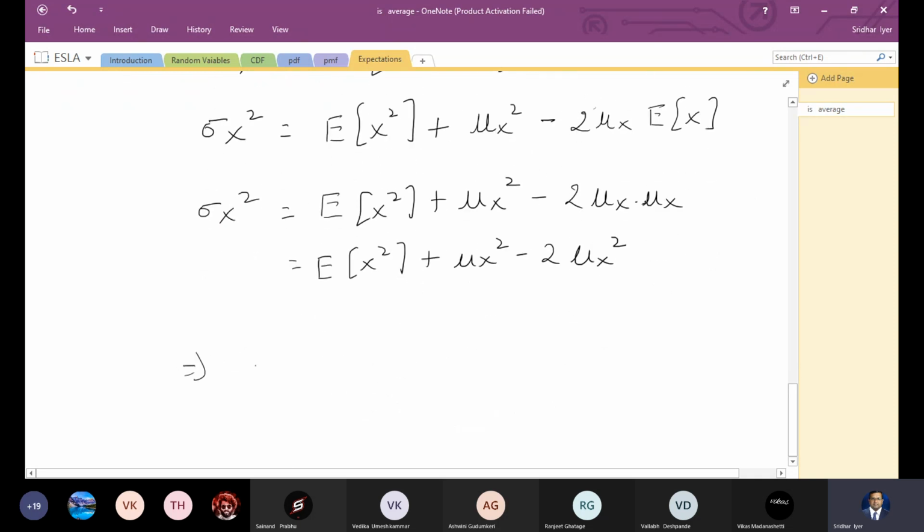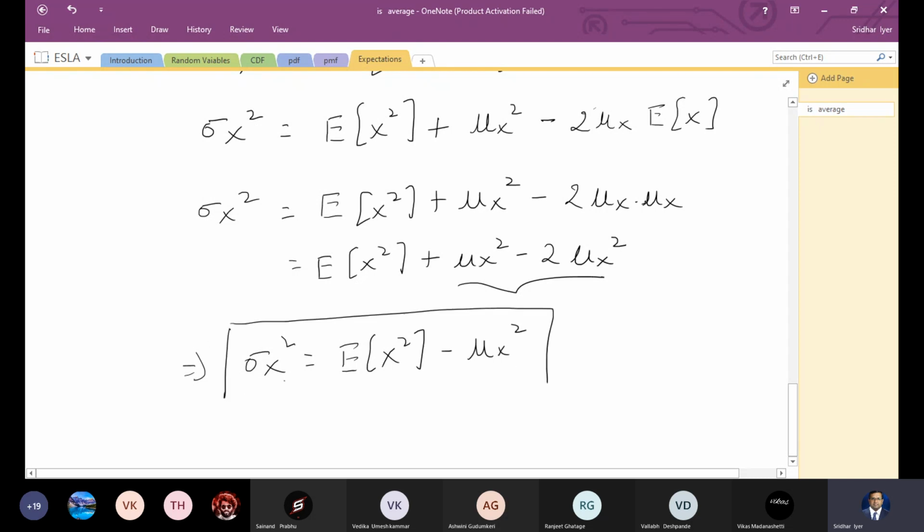Therefore, finally, sigma x square will be E of x square, and you can take these two together and you'll have negative mu x square. So this is the mathematical expression that we will be using most of the time to solve the numericals. So I hope this was clear, right?